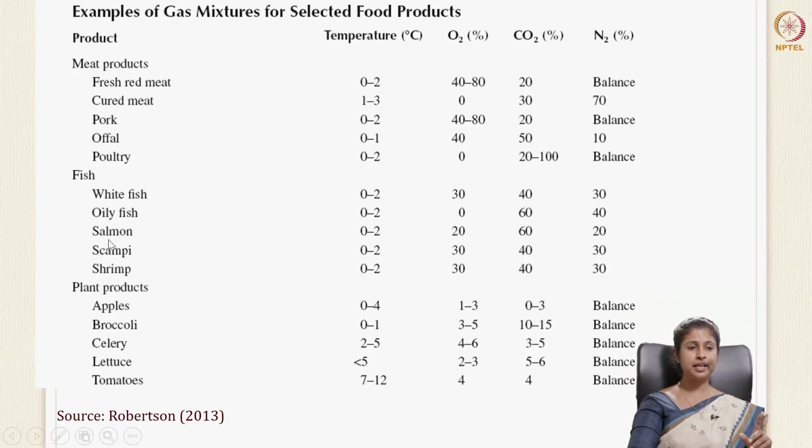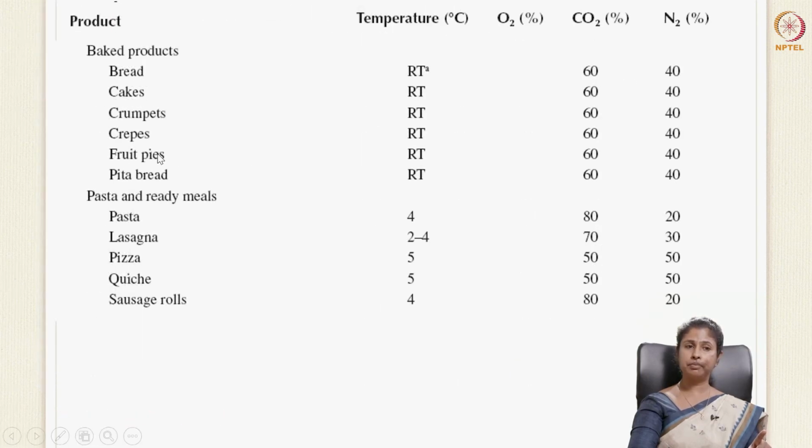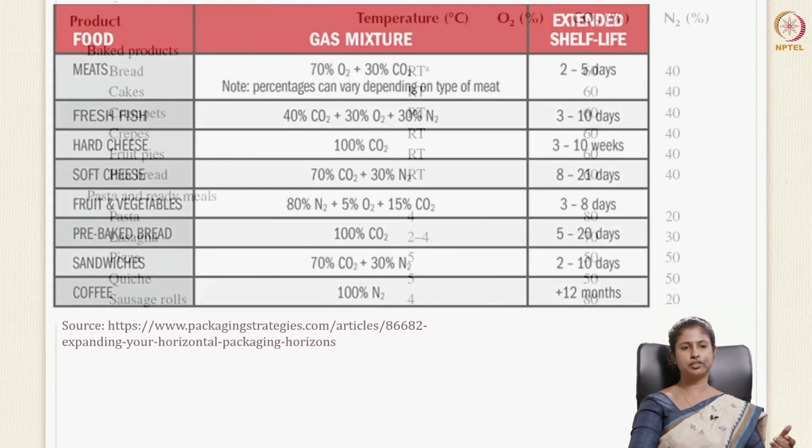But at the same time, similarly, plants also need a certain amount of oxygen. But if you look at bakery products, which are highly fat products, you can completely eliminate your oxygen and fill it with carbon dioxide or nitrogen. Similarly, for pasta, you can completely eliminate the oxygen and go in for carbon dioxide and nitrogen. So based on your product and based on the spoilage, you can modify your gas composition.